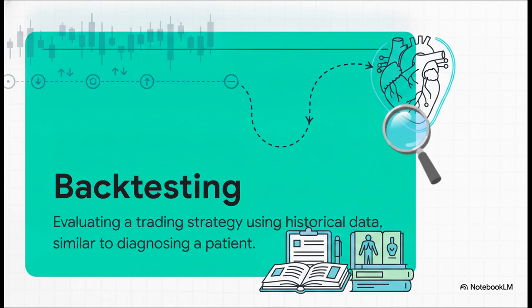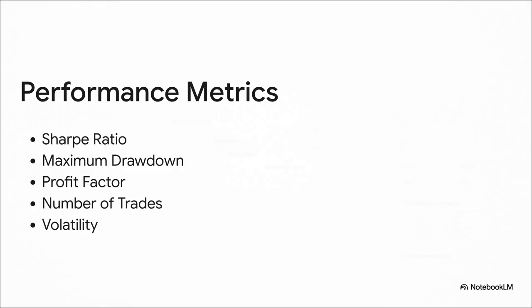They want to see how that strategy would have performed. Now, when quants run a backtest, they don't just look at the bottom line profit. They use a whole toolbox of metrics. They're checking the Sharpe ratio for risk-adjusted returns, the maximum drawdown for the worst-case drop, and the overall profit factor.